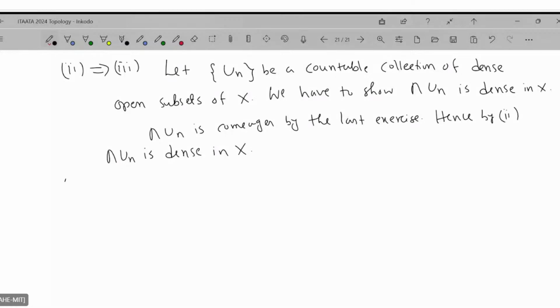Now three implies one. What you have to show? You have to show that every open set is non-meager, assuming this. So let U be an open subset of X.